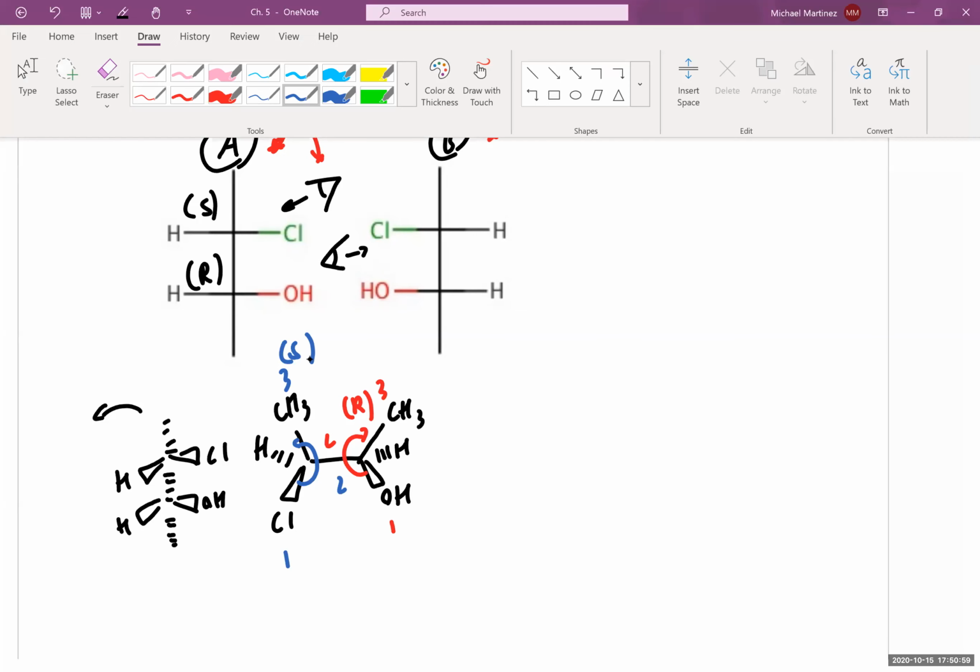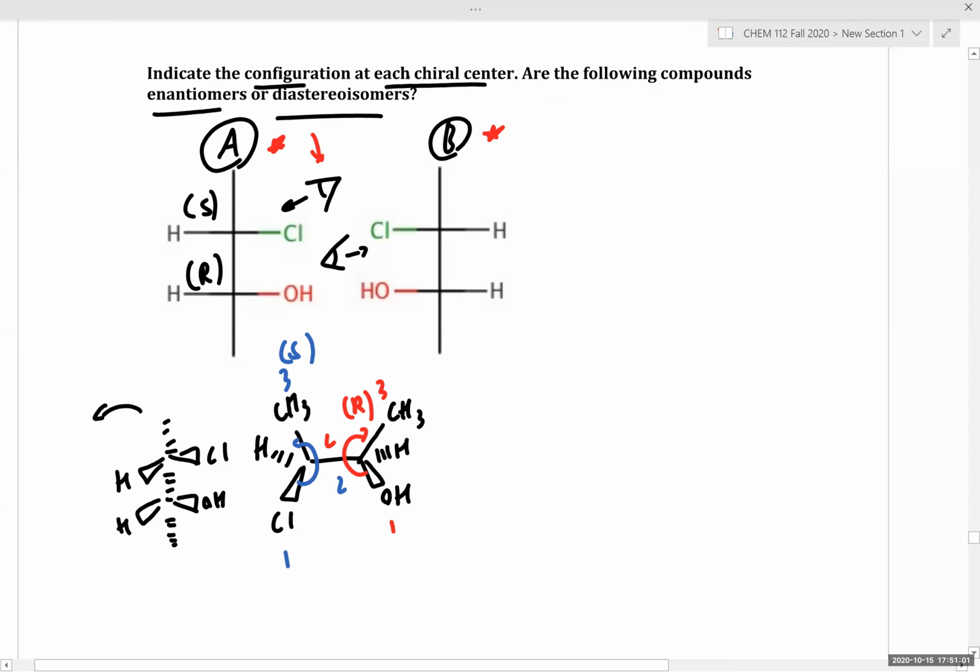Now, I'm going to utilize a shortcut. If we change the position of our substituents in a Fischer projection, the stereochemistry will also change. What do we call two structures that have the exact opposite configuration at each stereocenter? What do we call compounds that are non-superimposable mirror images? They would be known as enantiomers. Exactly right.